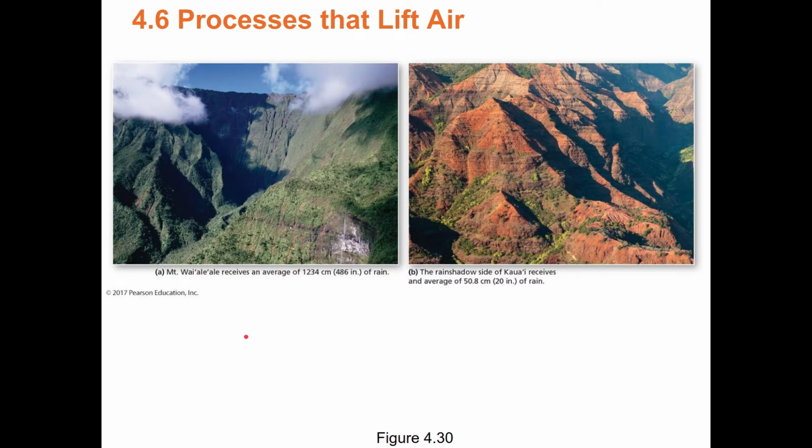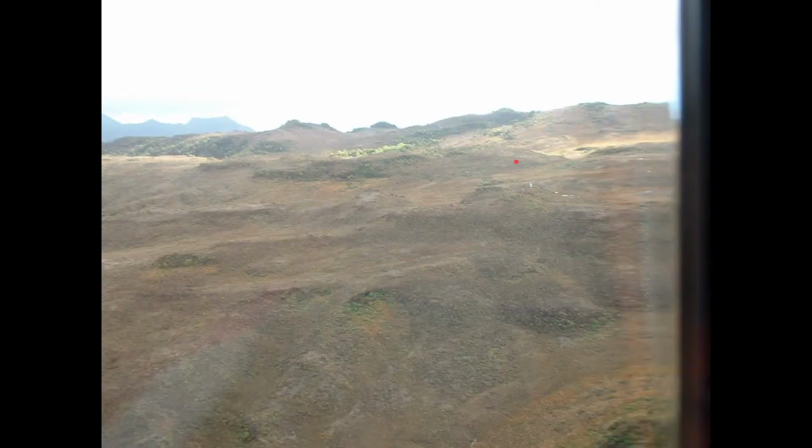Oh, one of the rainiest places in the world. This is Mount Waialeale on the island of Kauai. They get 486 inches of rain because every day the trade winds come and get lifted up by this, and they get 486 inches of rain. The rain shadow side of Kauai gets about 20 inches a year. 486 inches a year, 20 inches a year.